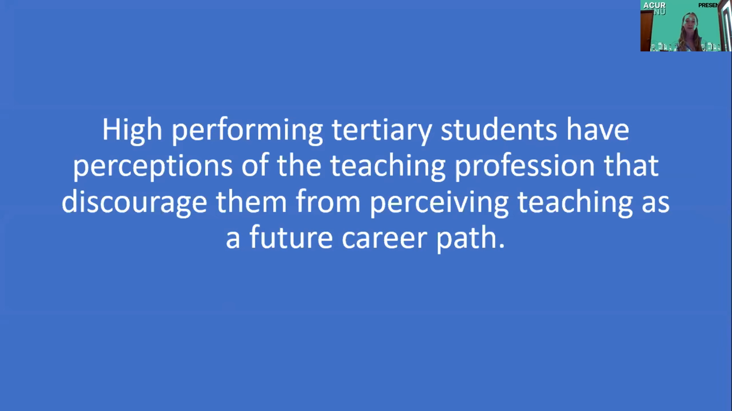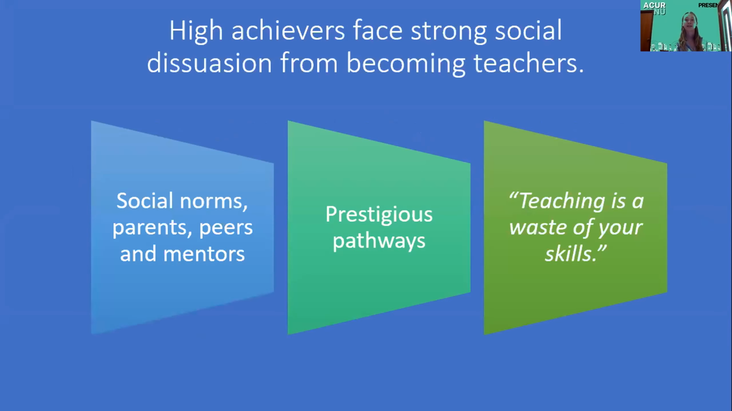Overall, high-performing tertiary students have perceptions of the teaching profession that discourage them from perceiving teaching as a future career path. These are broken down into 3 key subpoints. First, high-achieving students experience a lot of social dissuasion from becoming teachers. This social dissuasion was experienced from social norms, from their parents who encouraged them not to be teachers, from peers who looked down on teachers, and even from mentors and teachers themselves who told them that they should not waste their skills, as you can see in that quote there, and to do something that's more worthwhile of their strong abilities.